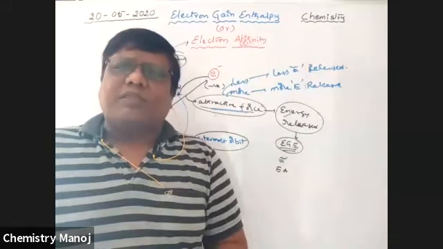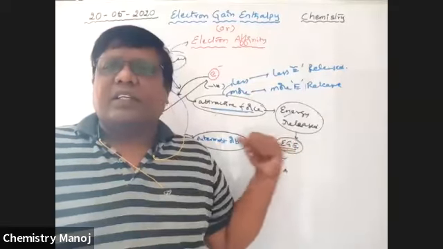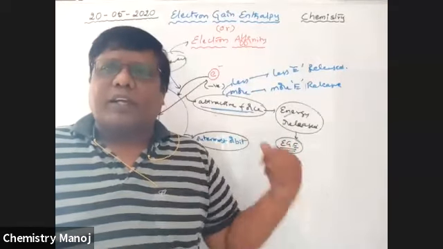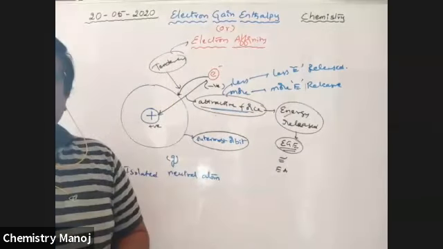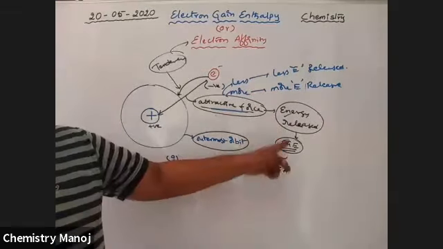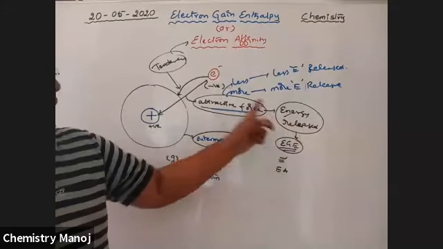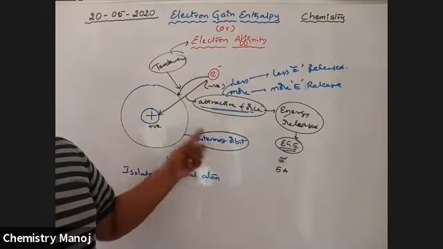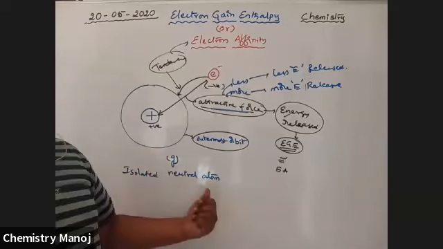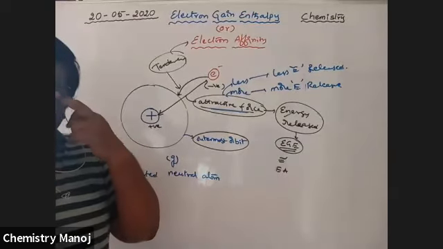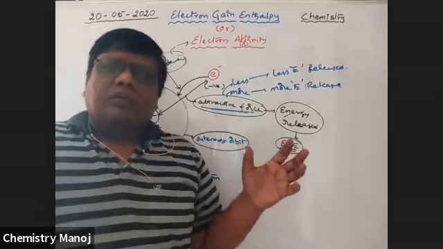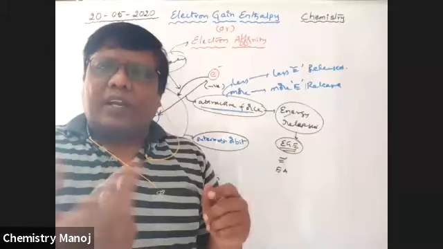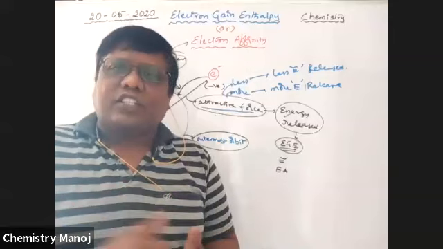There are also some factors which influence this electron affinity. First, the definition: the amount of energy released when an electron is added to the outermost orbit of an isolated gaseous neutral atom is called electron gain enthalpy or electron affinity. The more the attraction, the more energy will be released.